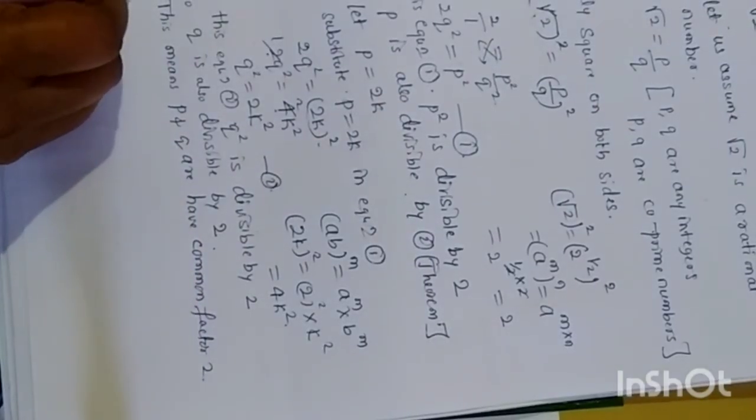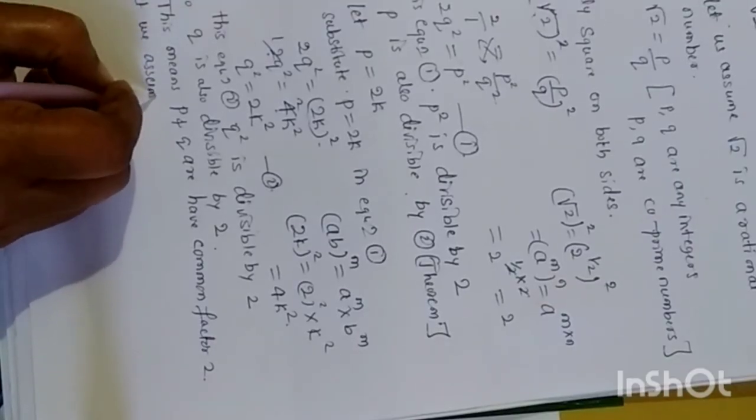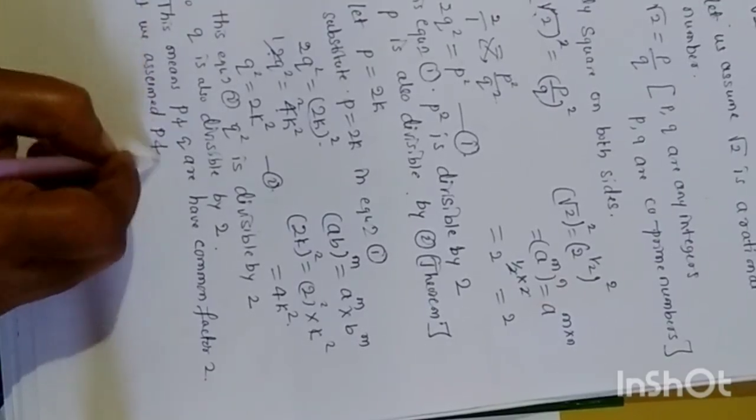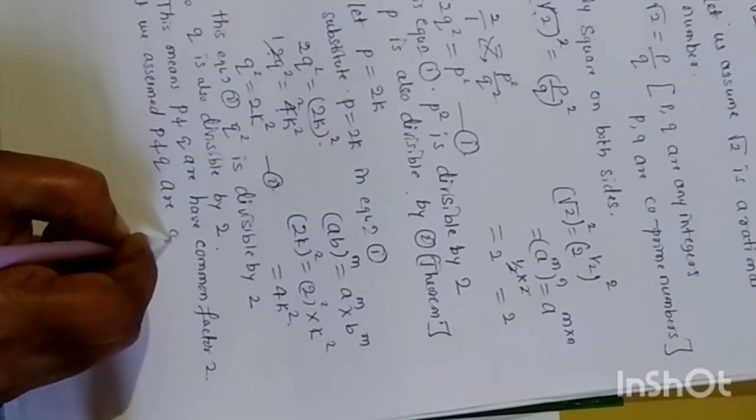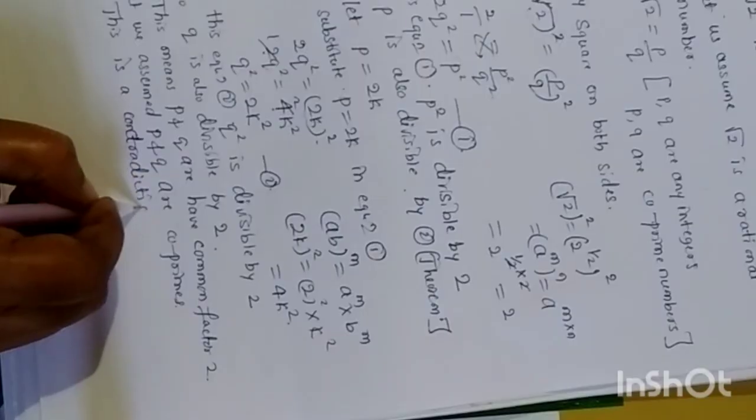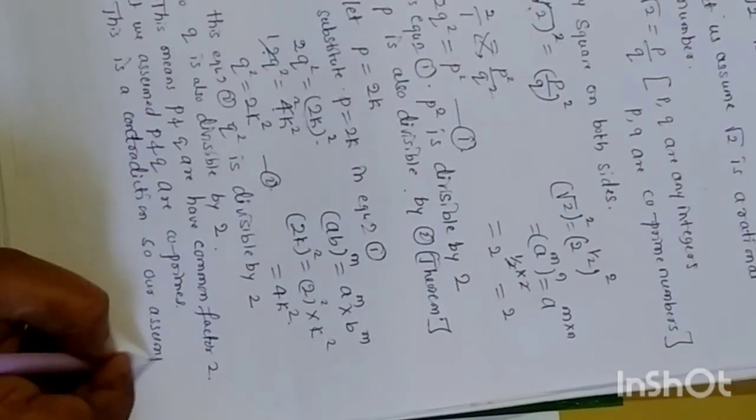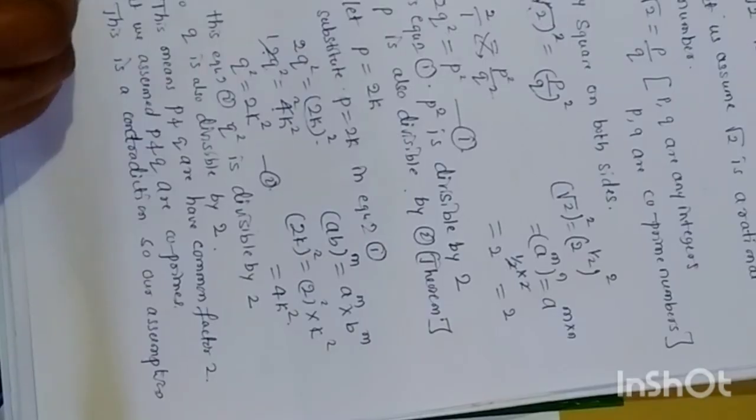But we assumed p and q are co-primes. This is a contradiction. So our assumption is wrong.